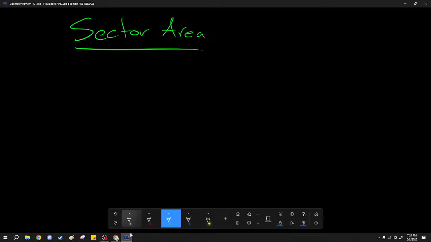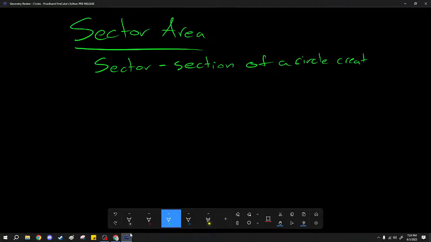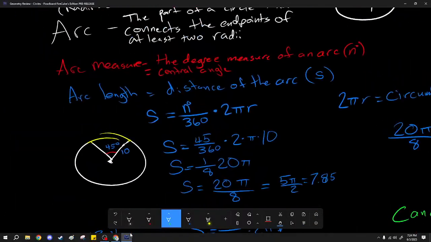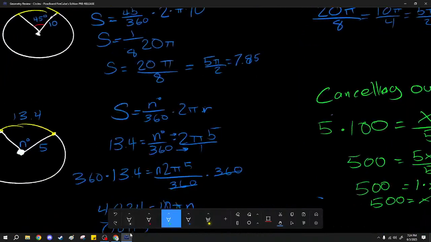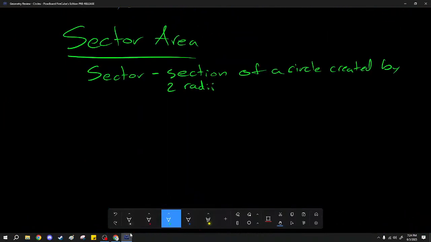Sector area. So first and foremost, a sector is a section of a circle created by two radii. It sounds very similar to our definition for an arc, but the difference is an arc is the part of the circle that connects the endpoints of at least two radii. So it's specifically this part of the circle that connects the endpoints. A sector is that entire section of the circle.